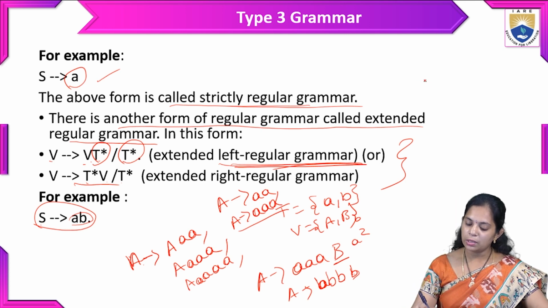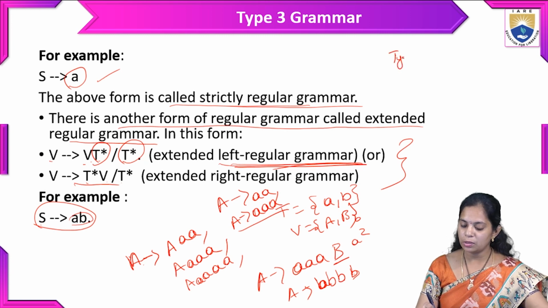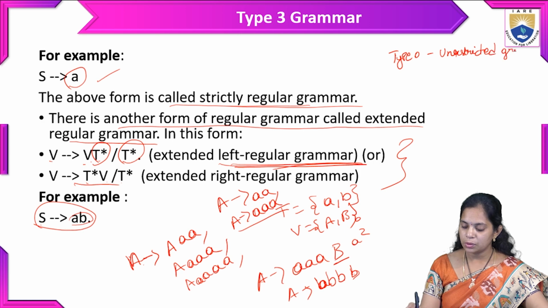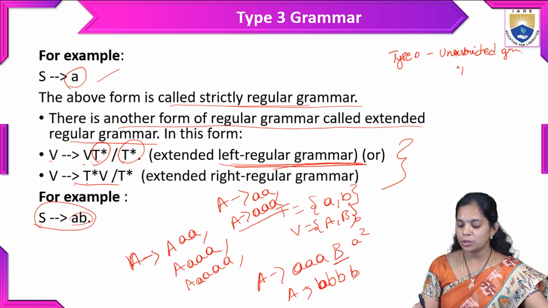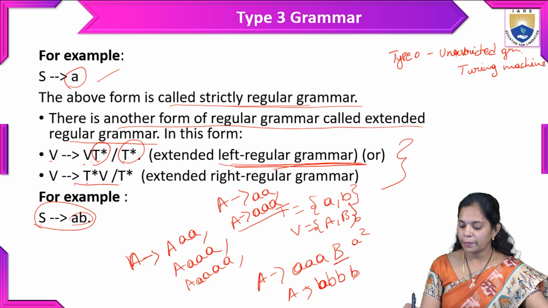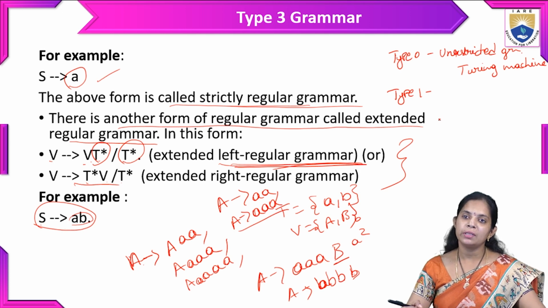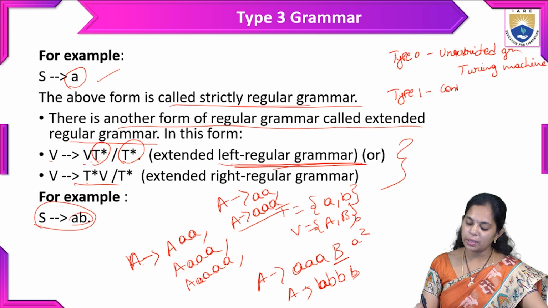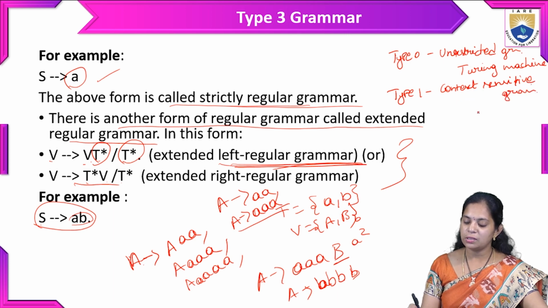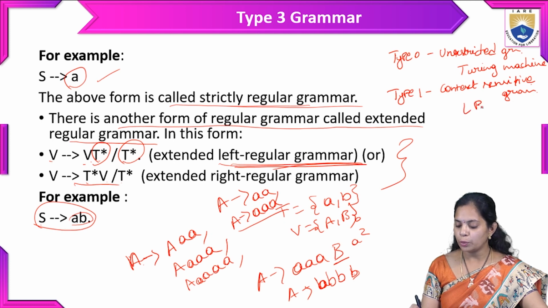And let me summarize all the grammars. First one is type 0, which is unrestricted grammar, recognized by the Turing machine. Type 1: what is type 1 grammar? It is context sensitive grammar, which is recognized by the linear bounded automata.